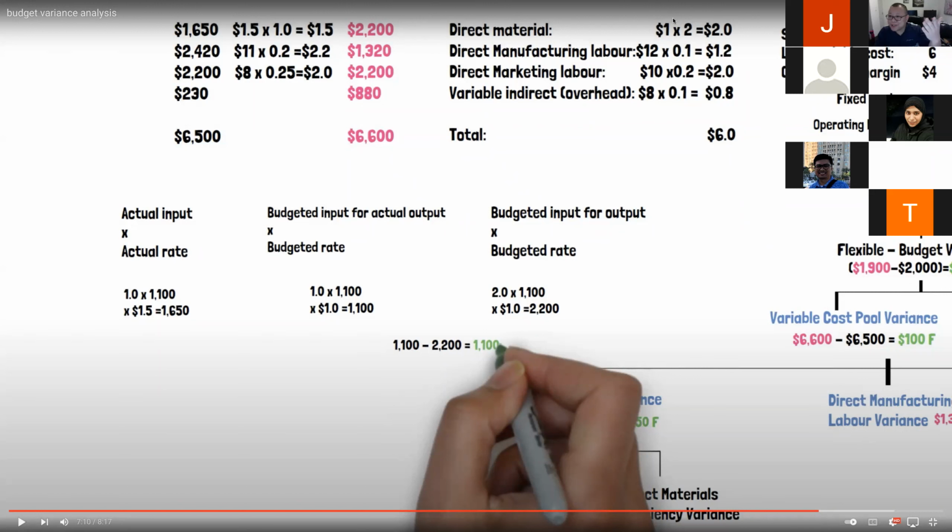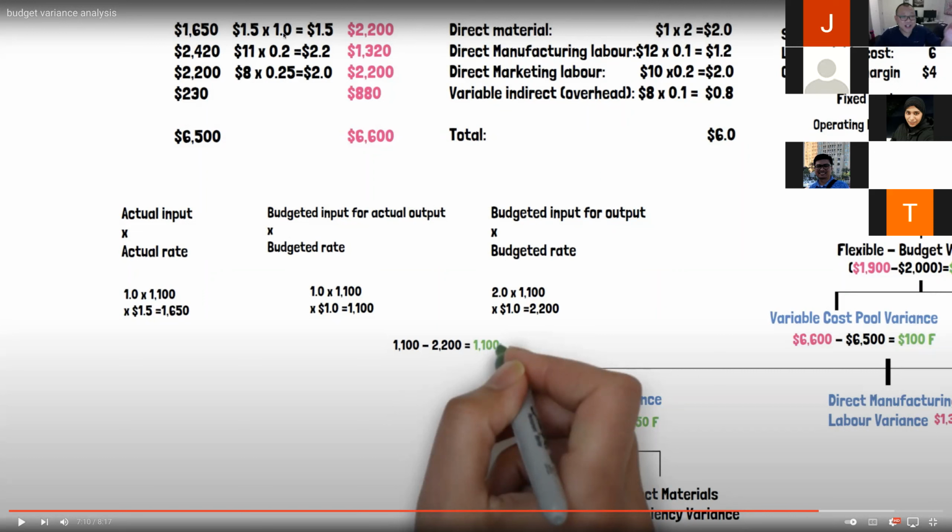So what is the input? In this case, that's the materials, the clay, right? What's the output? The output is the bowl, right? So for each bowl, I'm going to need 2 pounds of clay. That's this 2. This is my budget, right? And each pound of clay is going to cost me $1, right? So for each bowl, 2 pounds, and each pound costs $1. So that's the $2. That's my direct materials.